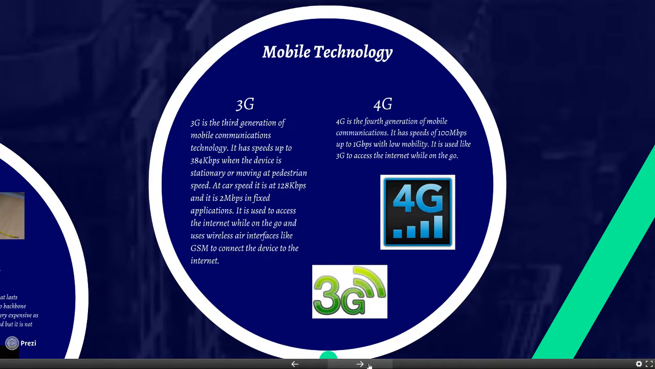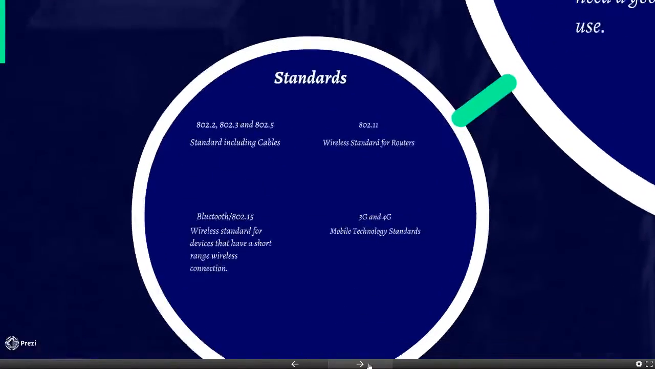The next type of connections I will talk about is mobile technology. This is usually used on the go as it is used on handheld devices. There are two types I will talk about. These are 3G and 4G. 3G can support speeds up to 384 kilobits per second when the person is not moving, but this speed gets worse as they get faster. It allows the user to connect to the internet by using phone signals like GSM. 4G is used the same way as 3G but supports from 100 megabits per second to 1 gigabit per second when not moving quickly.